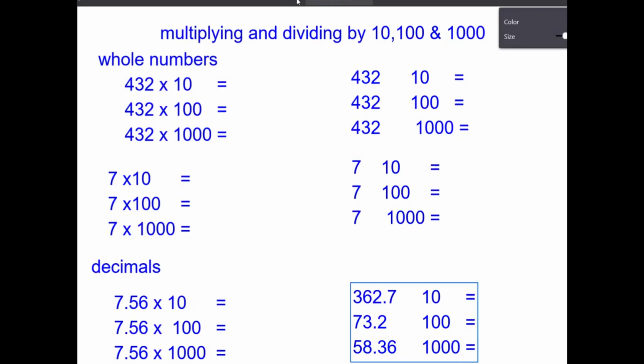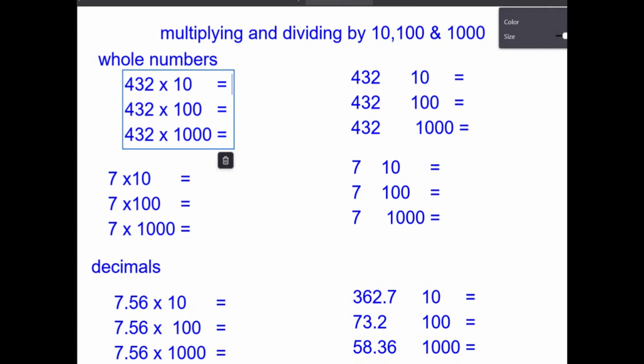Okay, hello everyone. In this video, we're going to learn how to multiply and divide by 10, hundreds, and thousands. Sometimes we have whole numbers, and sometimes we have decimals. It was easy for everyone to memorize the table of 10, because whenever we say a number times 10, we just put a zero: 7 times 10 is 70, 4 times 10 is 40, 5 times 10 is 50, 9 times 10 is 90, and so on.